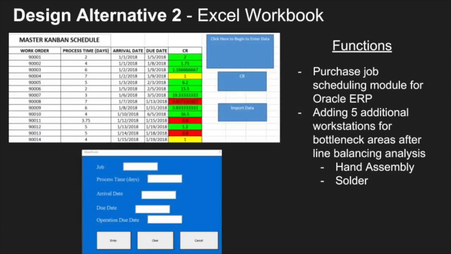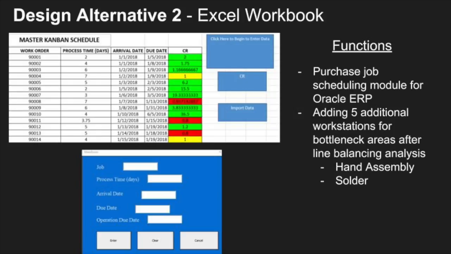The second design alternative is an Excel spreadsheet that I created. The spreadsheet has 3 main functions: the ability to enter in additional work orders with the necessary information, such as job number, due date, arrival date, and processing time. There is also a critical ratio calculator to display each work order's critical ratio.